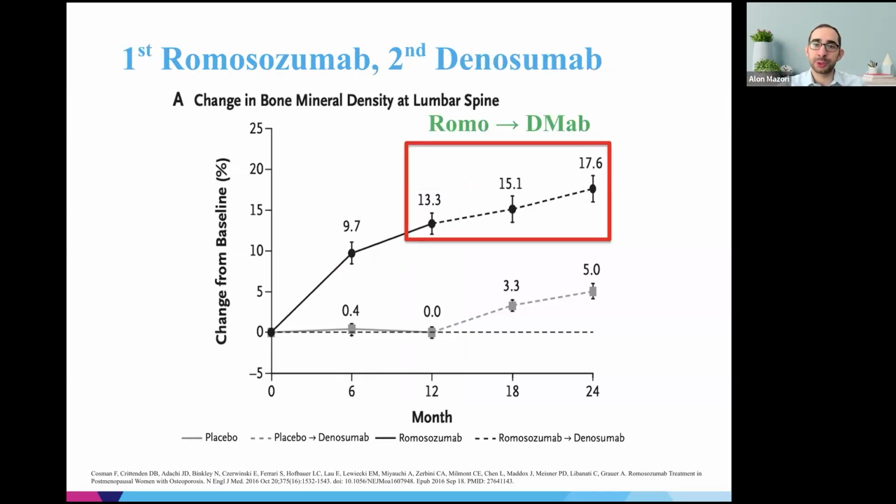If we combine romosozumab with denosumab, we see progressive benefit. And so this reflects one of the best combinations that we have of initial anabolic therapy and subsequent anti-resorptive therapy. This combination has a relative risk reduction of 75% and a number needed to treat of 53.